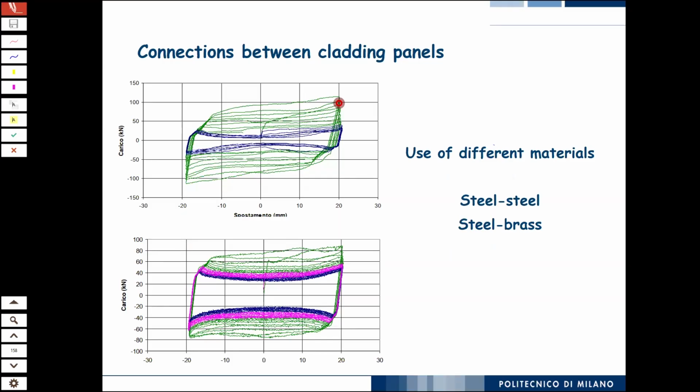Steel to steel, you see how fast the response decreases. Steel to brass, we applied two subsequent series of 20 cycles. And you see that the first series is okay, but after the second series the response is already very stable. And in the third series, it remained almost constant. These were cycles of constant amplitude, back and forth.